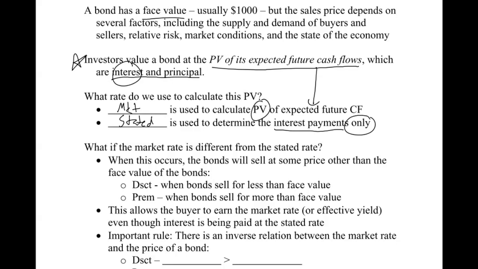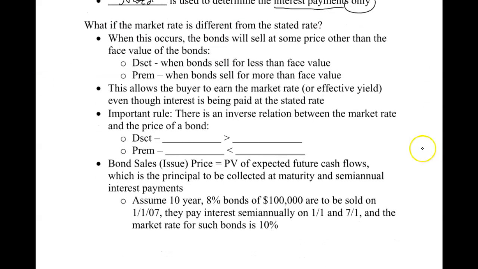So what if the market rate is different from the stated rate? This is typically the case. Now, your book may start with an easy example where the market rate is the same as the stated rate, and you won't have any discount or premium. We've talked about discounts or premiums in other chapters when we talked about notes receivable or the short-term note payable. We've seen words like discount, so we should be somewhat familiar with it, but let's talk through it again. If the market rate is different from the stated rate, the bonds will sell at some price other than the face value of the bonds.